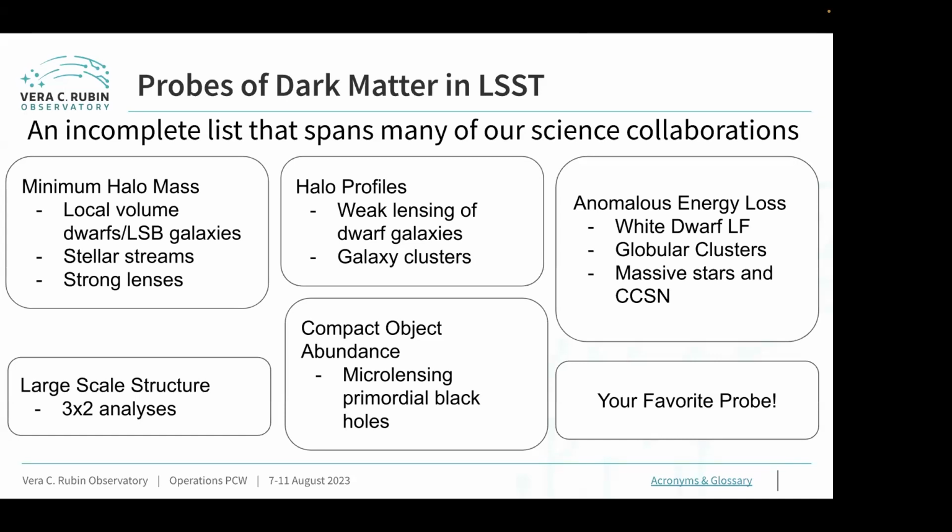I can go first. I'm Peter Ferguson, and a lot of what I've been thinking about recently is whether we can use stellar streams and nearby galaxies, near field cosmology, to put constraints on dark matter that way. You want to go next? I've worked on minimum halo mass, especially through Milky Way dwarfs and strong lenses, but I'm starting to think about stellar streams. I've worked on large scale structure, and I'm working on halo profiles for dwarf galaxies, and I'm very interested in how far we can push that with LSST.